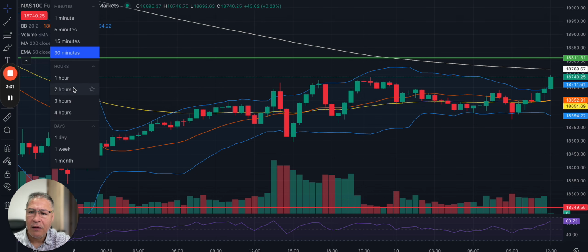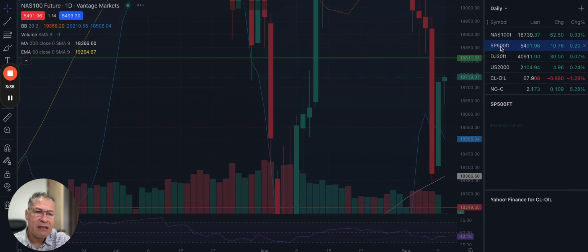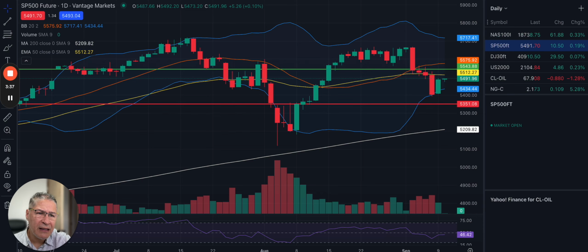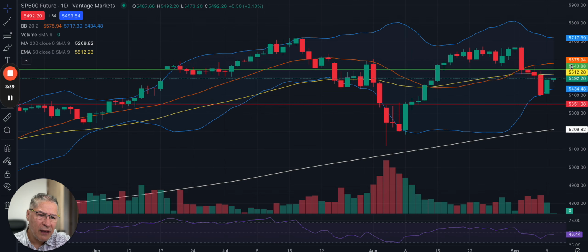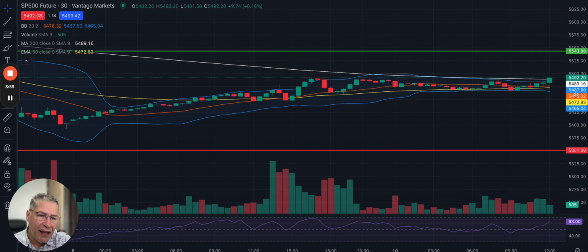So let's go back to the 1 day and take a look at the S&P 500. We see the 200-day moving average is way below, but the 50-day moving average is above the market in the daily chart, acting as a dynamic resistance level. So let's take a look at 30 minutes and see how we will fluctuate out of that today.